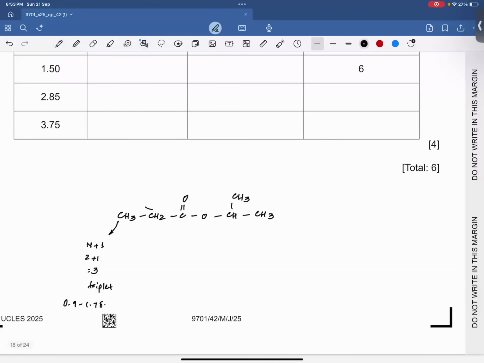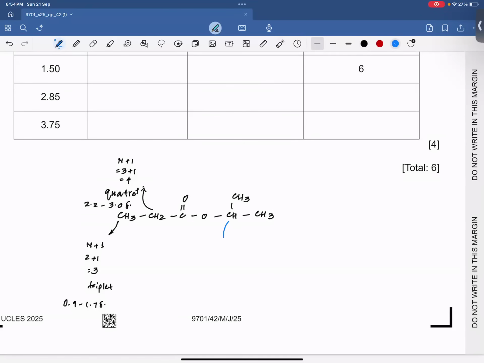Okay. Now this CH2 has 3 neighbor hydrogen atoms. So it's basically 3 plus 1, 4. 4 means quartet, and a quartet with a carbonyl group indicates 2.2 to 3.0 delta. Okay.